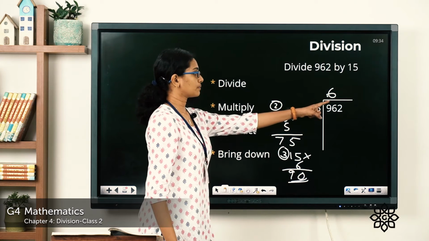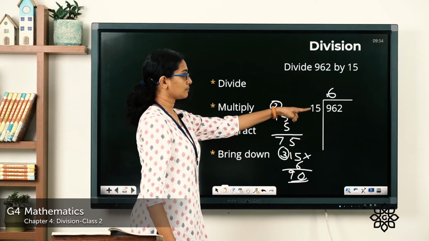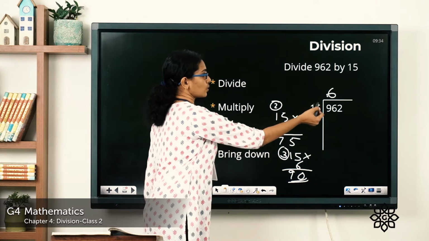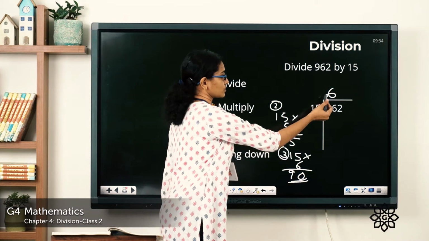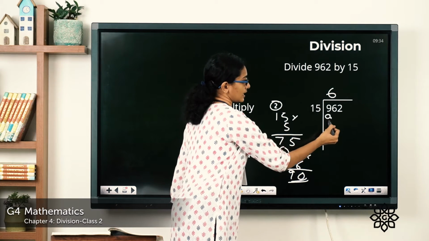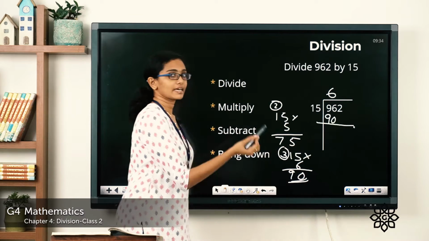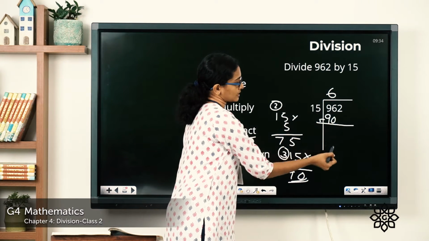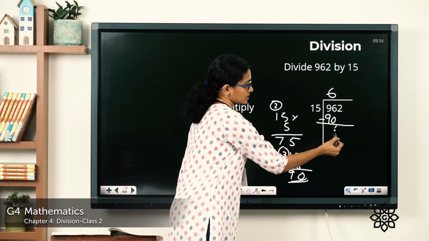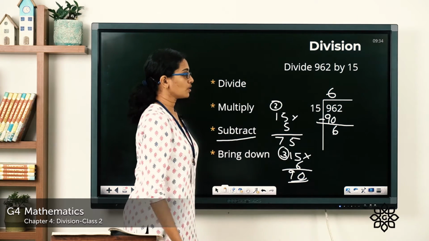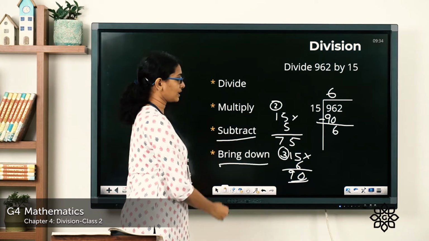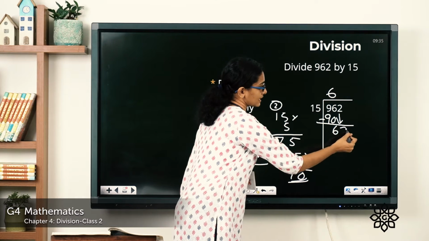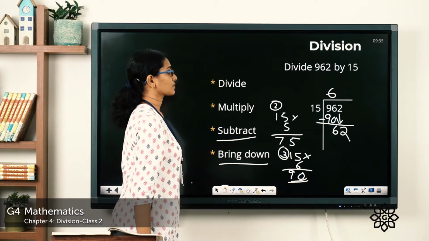Now, what is the next step? First, we divided 96 by 15. Then, the next step is to multiply the quotient and the divisor. So, 6 into 15, it's 90. Now, what is the next step? Next, we are going to subtract. So, 96 minus 90. 6 minus 0 is 6. 9 minus 9 is 0. Now, the next step is to bring down the next digit. So, we are bringing this 2 down.